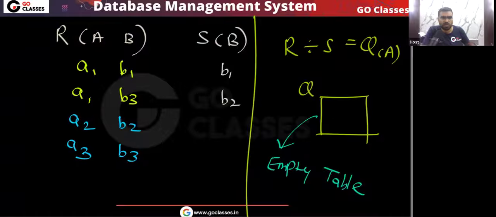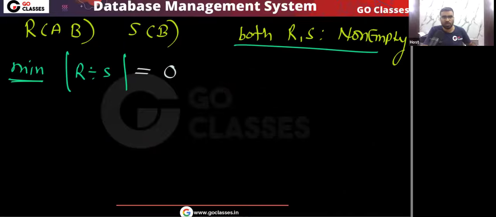Okay, this is actually an empty table. Simple, very simple. So this is your 0. Now what is the maximum cardinality? Please tell me. What is the maximum cardinality of R divided by S that you can get? Tell me.